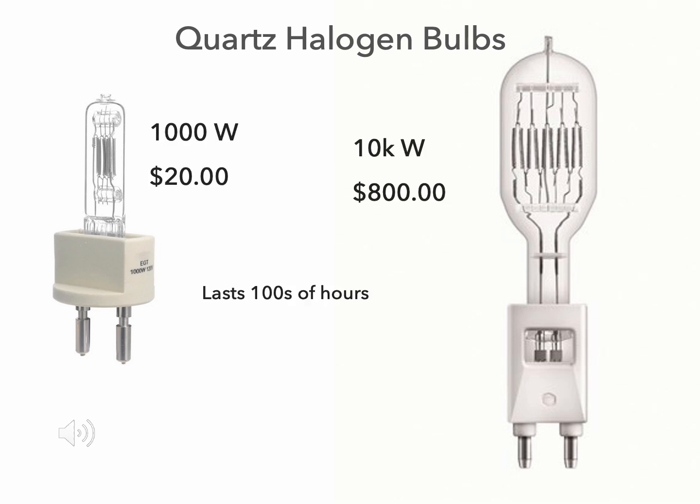Because of the halogen gas, these bulbs last much longer. They now last hundreds of hours compared to the regular incandescent bulb. But as you can see, the cost is now much higher to make and buy.